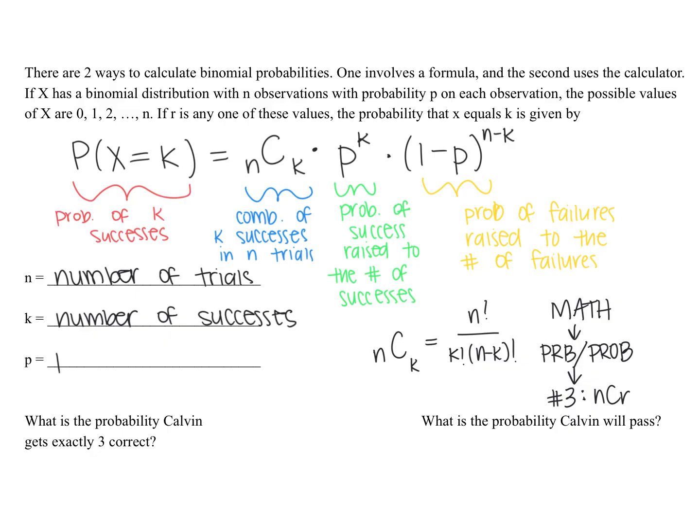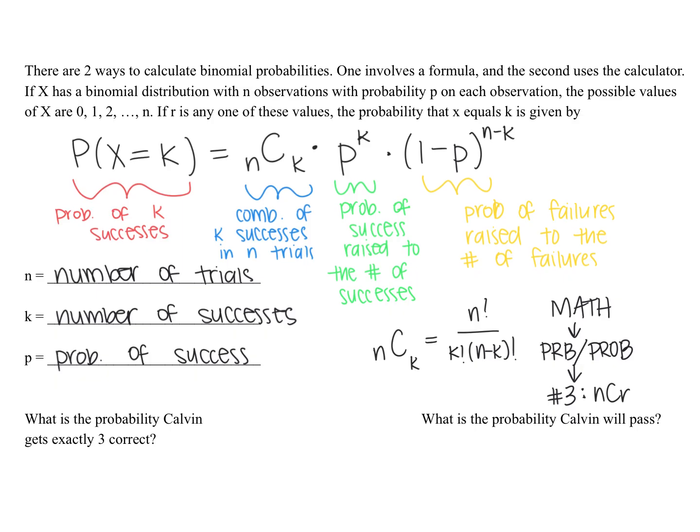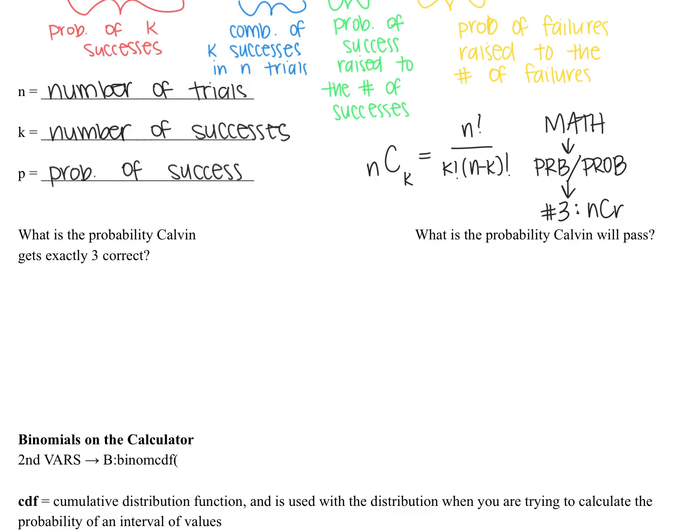And P is your probability of success. So now we want to recalculate some of the probabilities that we did previously, but now we're going to use the formula instead of the table.